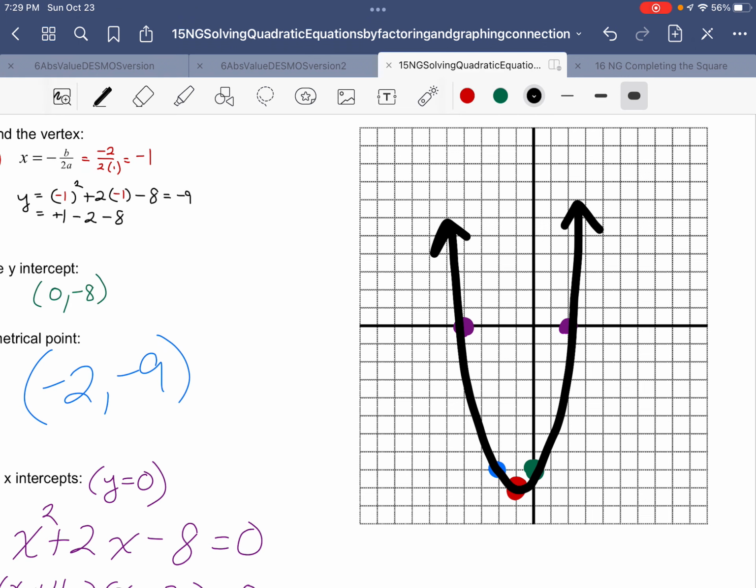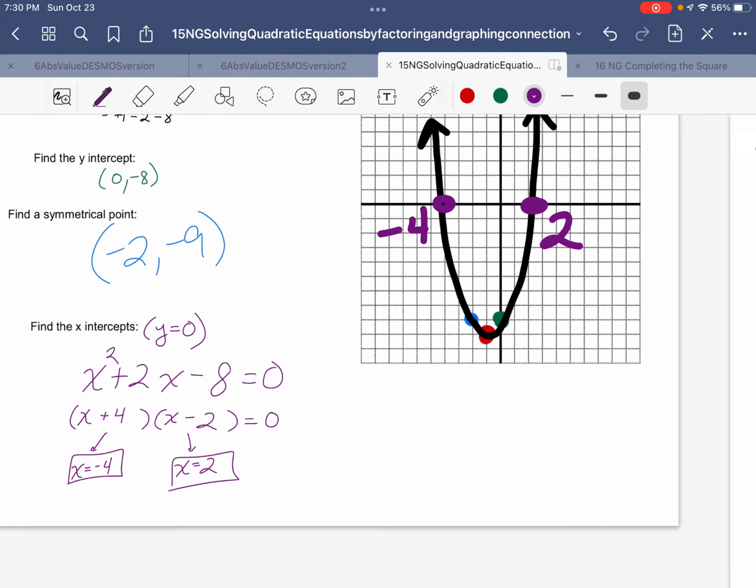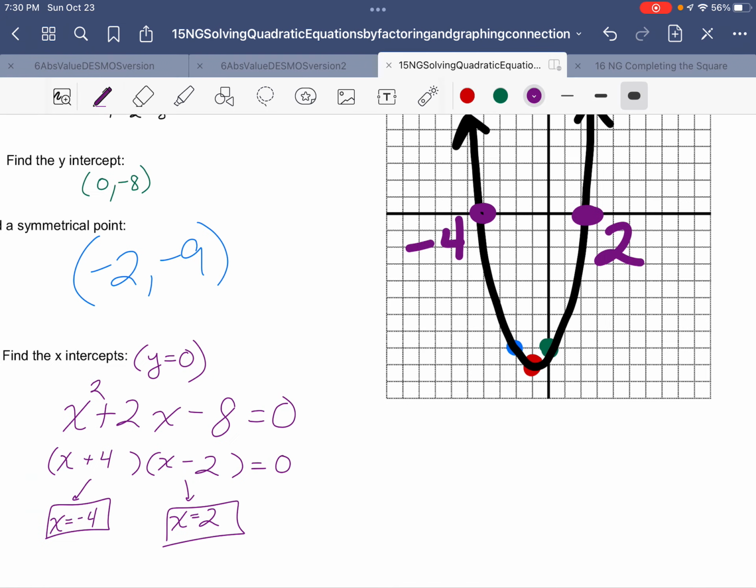I mean, now I can actually draw my parabola. And even the shape itself affirms that those two x-intercepts, once again at -4 and +2, were destined to fit that parabola. Honestly, that's it. That's like the new idea today.